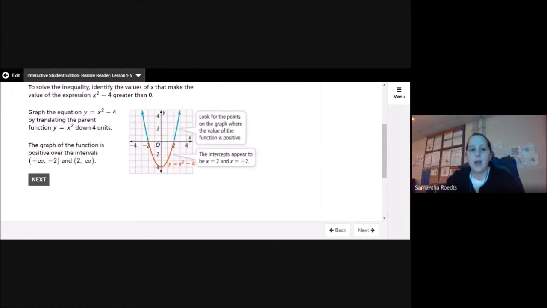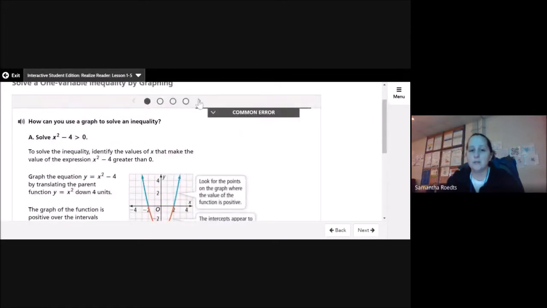Okay. The graph of the function is positive over the intervals negative infinity to negative 2, so the blue sections, and 2 to infinity. So x squared minus 4 is greater than 0 when x is less than negative 2 or x is greater than 2. So the blue section.